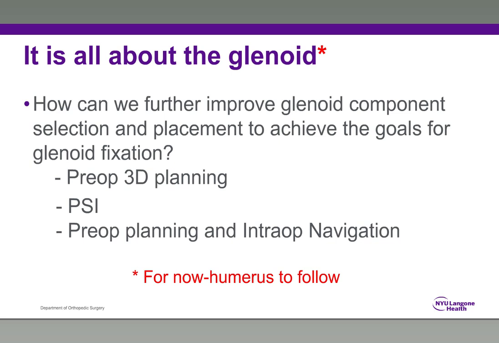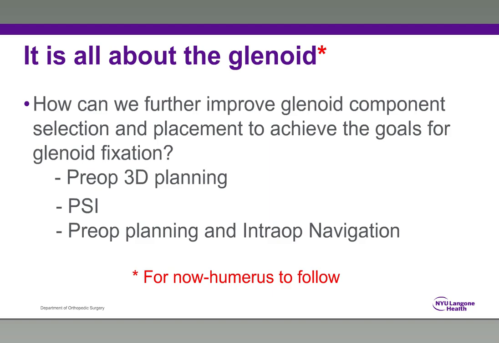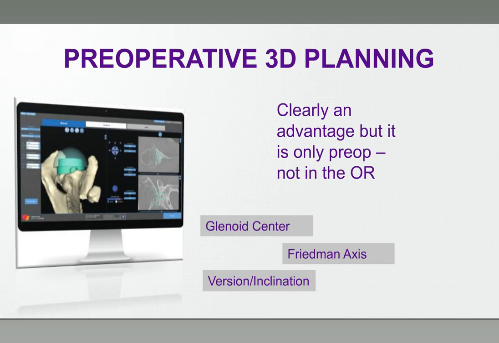So there are three different areas that can be utilized. The preoperative three-dimensional planning can help you select the position and the component. Patient-specific instrumentation allows you intraoperative options, and then the preoperative planning combined with intraoperative navigation is the other option, the one I'm most familiar with. And of course, I would say that even though we're talking about the glenoid, it's only a matter of a relatively short period of time when navigation will be used for the humerus as well. So preoperative 3D planning was clearly an advantage the way we did it before.